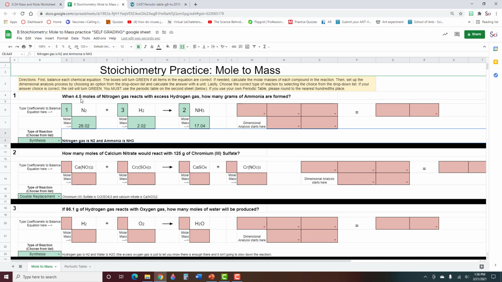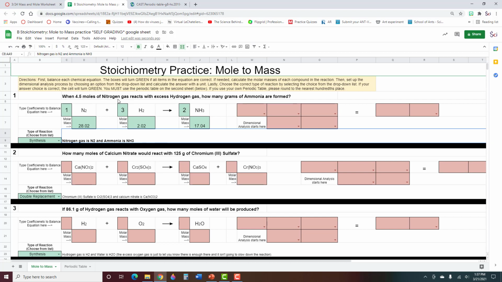They give you 4.5 moles of nitrogen gas, and they're reacting with excess hydrogen gas. Whenever anything says excess, it just means there's enough of it. It's not going to stop the reaction from continuing, but you don't need to do any math with that. Then, how many grams of ammonia are formed? Down here in each problem I would write if there's something that they didn't label. So nitrogen gas is N2, ammonia is NH3.